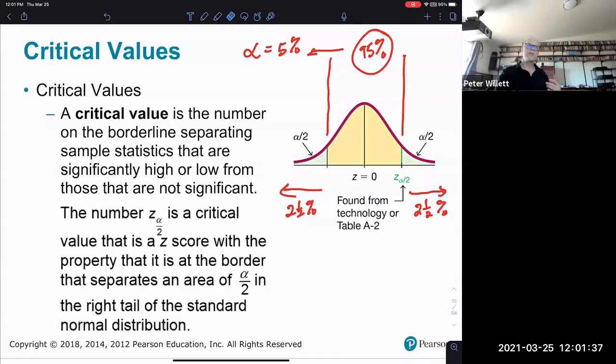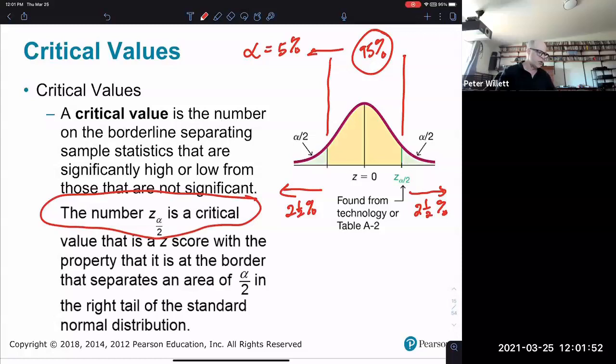So they're labeling this as alpha divided by 2 because it's half of the alpha value. And they're saying the number z sub alpha over 2 is the critical value, that is a z-score with the property that it is at the border that separates the area in the right tail for the standard normal distribution. Lots of statistics vocabulary in there.